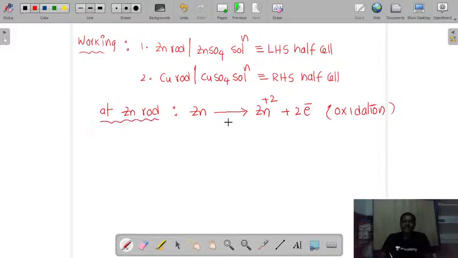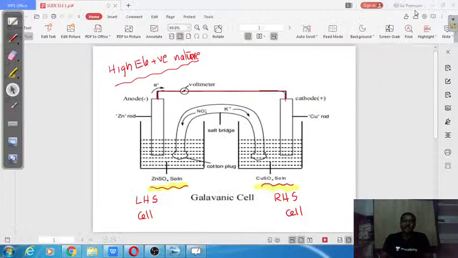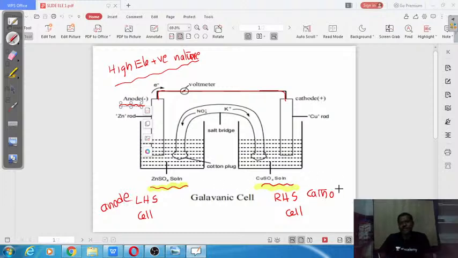Oxidation takes place at the zinc rod, but generally oxidation takes place at the anode. So which one acts as the anode? The zinc electrode. The left hand side half cell acts as the anode, because oxidation takes place at the anode. That's why the zinc rod acts as the anode. Automatically, by induction, the right hand side half cell acts as a cathode.